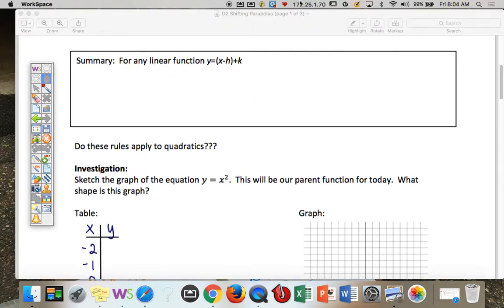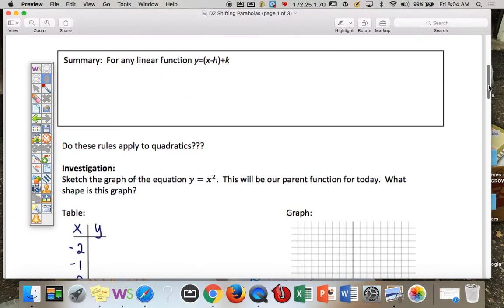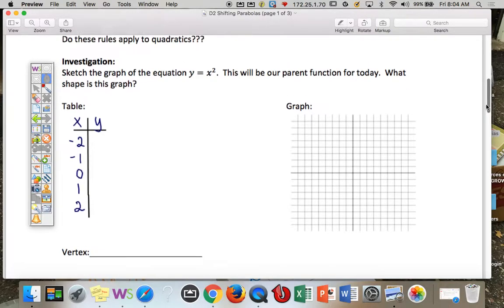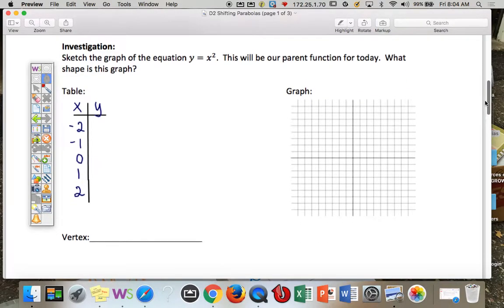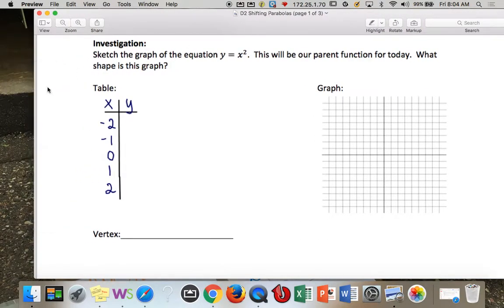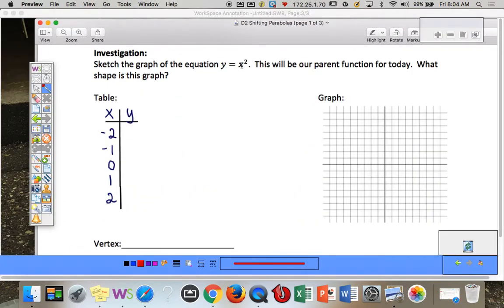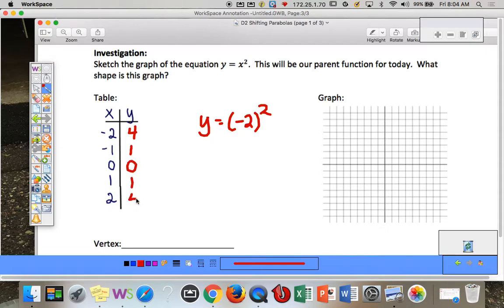So for the investigation, it says sketch the graph of y equals x squared. This will be our parent function for today. What shape is this graph? So again, we spent a lot of time, we know what this looks like. If we want to graph these points, let's plug into x squared. So if I plug in a negative 2 for x, y equals negative 2 squared. Negative 2 times negative 2 is 4. If I square a negative 1, negative 1 times negative 1 is 1, 0 times 0 is 0, 1 times 1 is 1, 2 times 2 is 4.